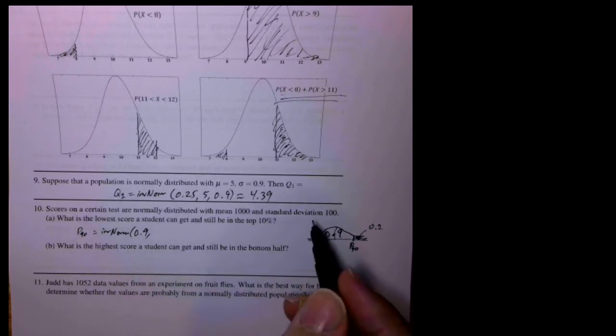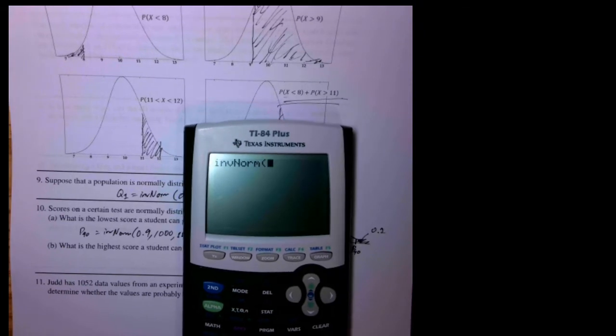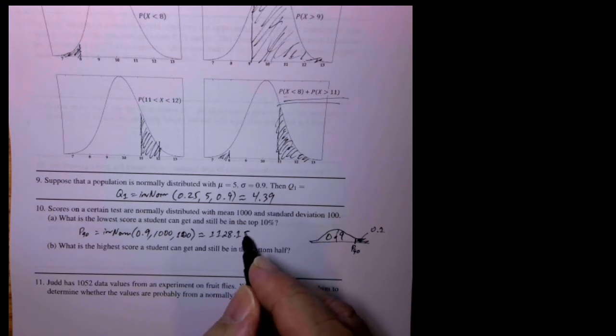So the cutoff score is P90, which is just inv norm of 0.9, and then the mean, and then the standard deviation, 100. Inv norm of 0.9, comma, 1,000, comma, 100. 1128.15. Scores are probably actually integers or something, so we would have to round, but that's good enough for this.